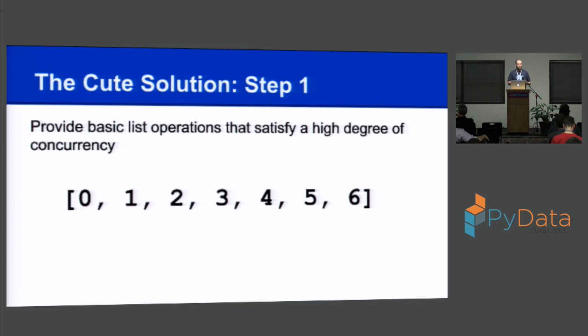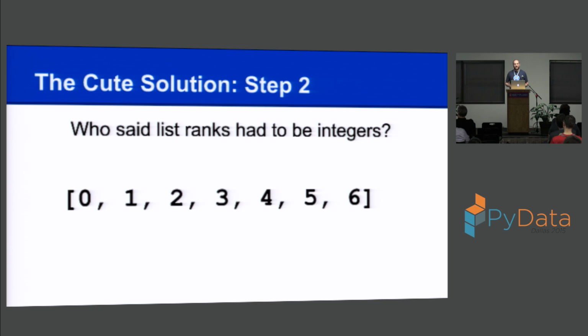Weirdly enough, I did not like either of these solutions, and I went home, and the solution came to me in the form of a question from my mathematically inclined daughter. She said to me later that night, how many numbers exist between 1 and 2? And all of a sudden, we had an answer. We don't have to shift them anymore. Whoever said that list ranks have to be integers?